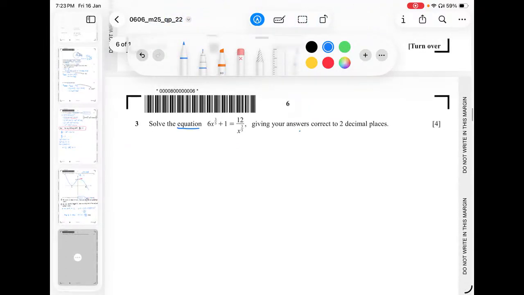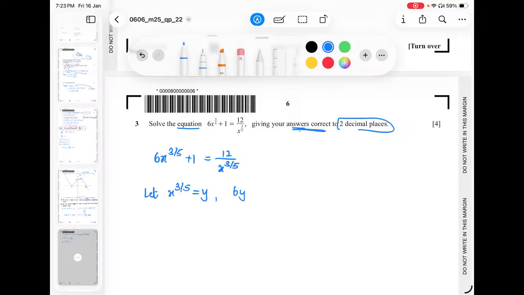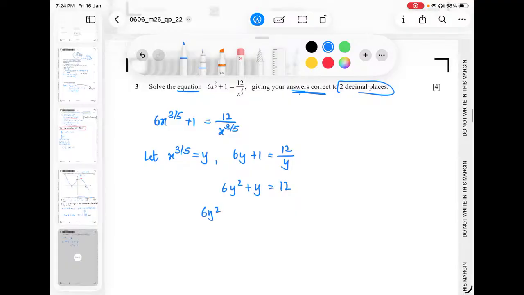So solve this equation giving your answer correct to 2 decimal places. So this is pretty simple. 6x^(3/5) + 1 equals 12 over x^(3/5). So you can consider this x^(3/5) to be y. So we can use the substitution. And then we write this as 6y + 1 equals 12 over y. When you bring the y to the other side, you multiply the y with both the terms, and this becomes 6y squared plus y equals 12. So 6y squared plus y minus 12 is equal to 0.